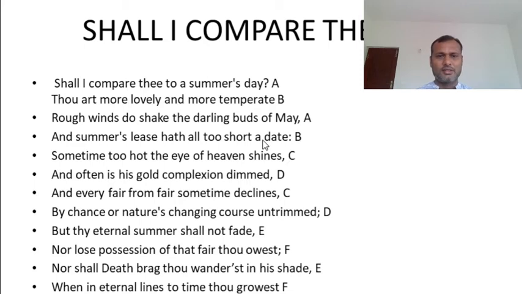So all these kinds of things are there, whereas you are not like that. Sometimes the sun is going to be scorching, sometimes its golden complexion is going to be covered by the clouds and it's going to be dim, whereas you are not like that. You are always balanced. Okay, you are always balanced, you are more temperate, you are more lovely.